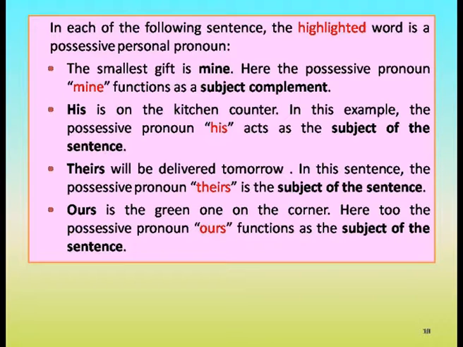Theirs will be delivered tomorrow. In this sentence, the possessive pronoun theirs is the subject of the sentence. Ours is the green one on the corner. Here too the possessive pronoun ours functions as the subject of the sentence.